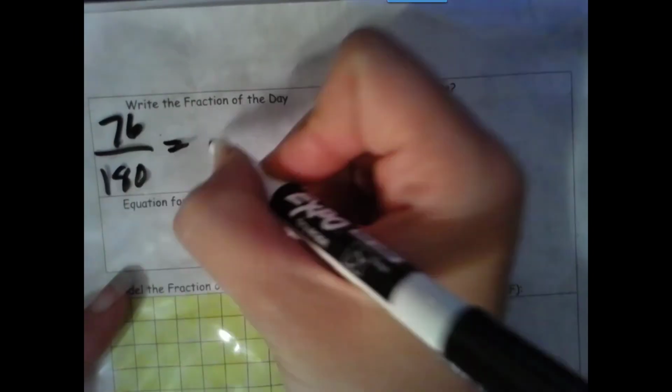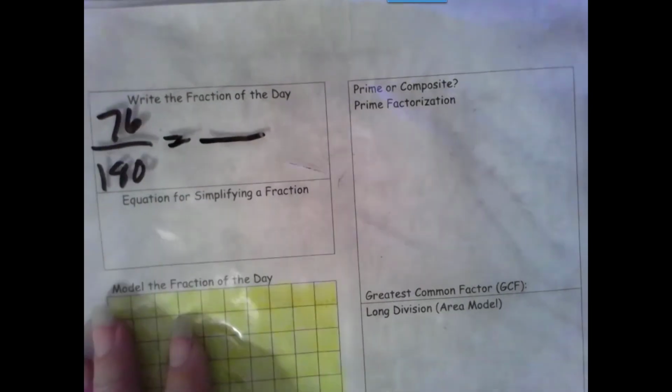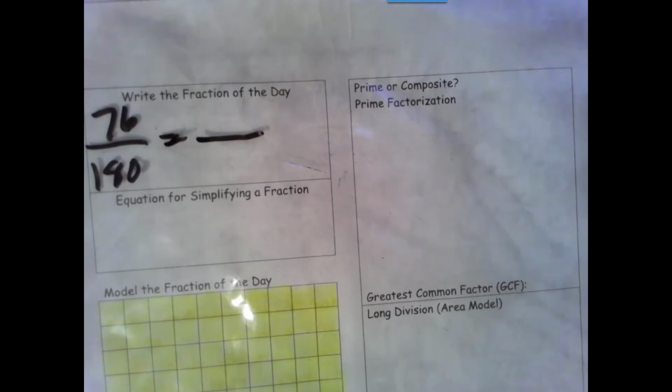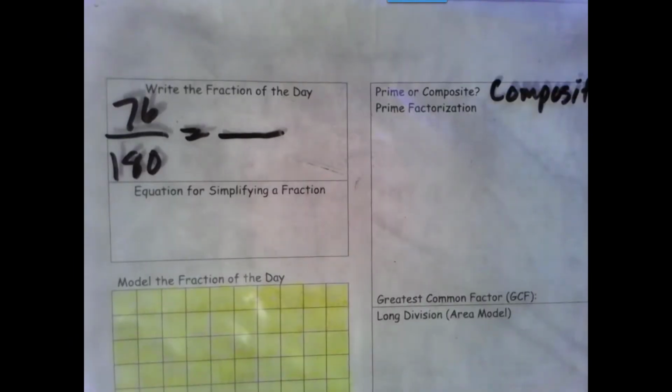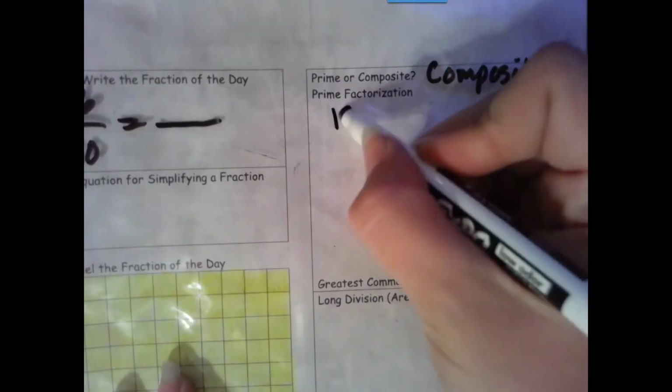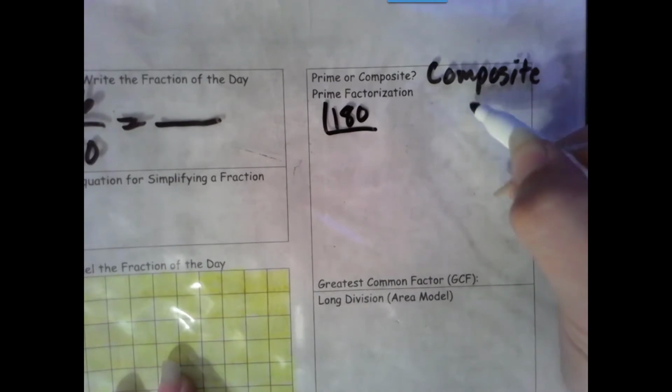All right, let's get down our beginning fraction. Denominator is our total amount of school days, and our numerator is the day we're on, 76. Now we need to think, is our numerator prime or composite? Well, 76 is even, and the only prime number that's even is the number 2, so that means it is composite, because it automatically has more than 2 factors, because 2 is a factor. So that means we have to do our prime factorization for both our denominator and our numerator.